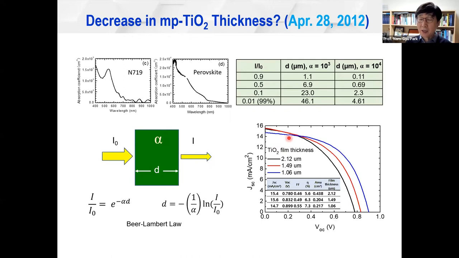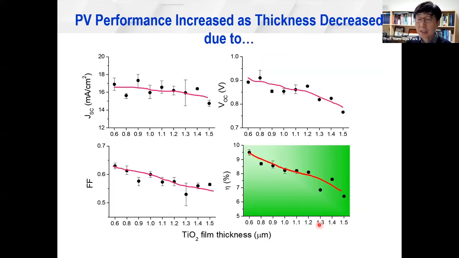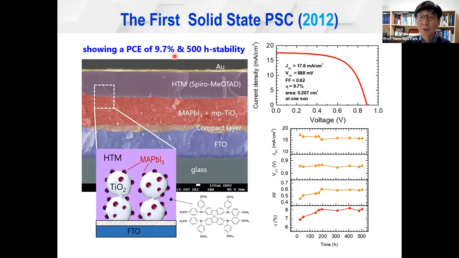So instead of increasing film thickness, we decreased the film thickness from 2 micrometers to 1 micrometer, and a gradual increase of the power conversion efficiency was observed. So we further decreased it to 0.6 micrometer, and a gradual increase in power conversion efficiency was observed because of the increased open circuit voltage and increased fill factor without sacrificing short circuit photocurrent density. This is a proof of concept of the Beer-Lambert law. And finally, we can get 9.7% efficiency. And the more important point in this research is the long-term stability.